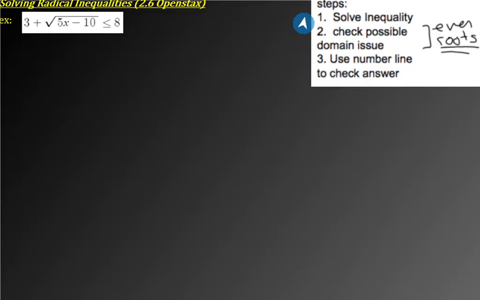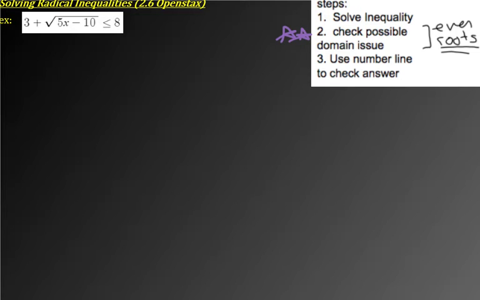This is how in general I think about it. We can always start by just solving out the inequality, and then we just have to remember this part. This is probably the most important little piece right here: check the possible domain issues, so only even roots. And then you can use a number line to check the answer, but we'll talk about that in a second too.